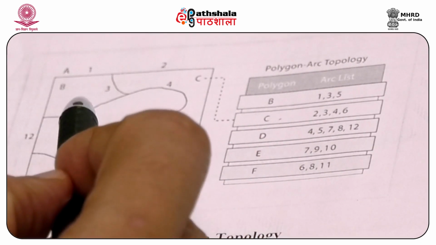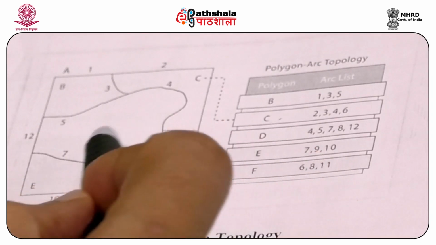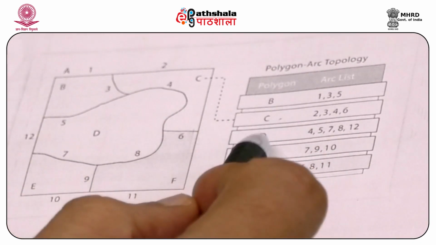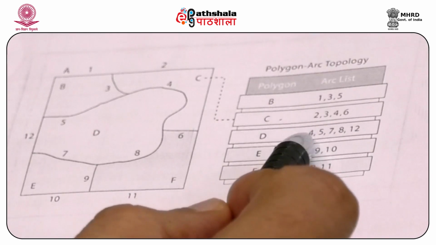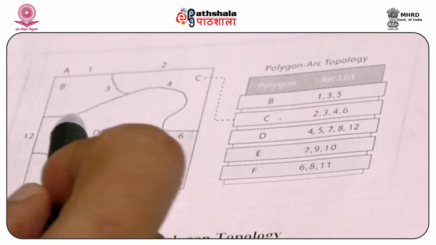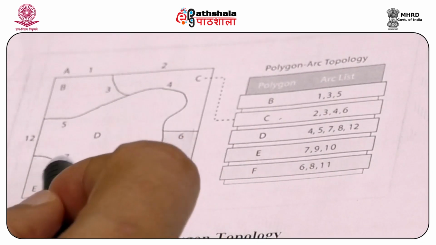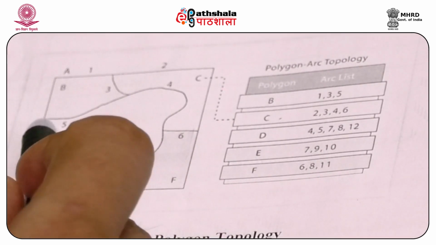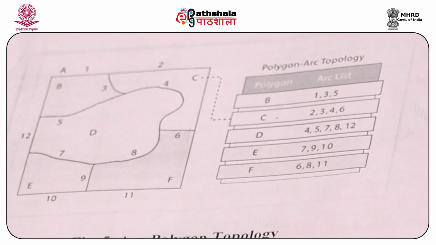Let us take one last, that is D. If you see D, polygon D comprises 4, 5, 7, 8 and 12, that is 4, 5, 7, 8 and 12 on the left side. So, this is how this vector data is stored in a GIS domain for any analysis.